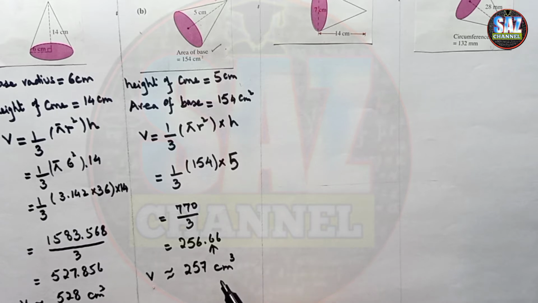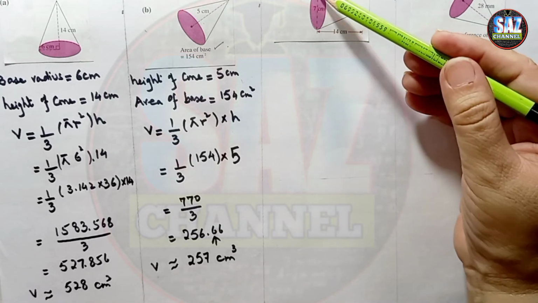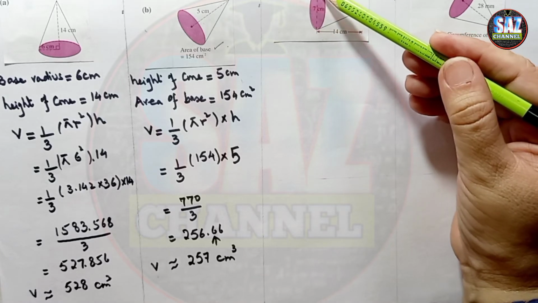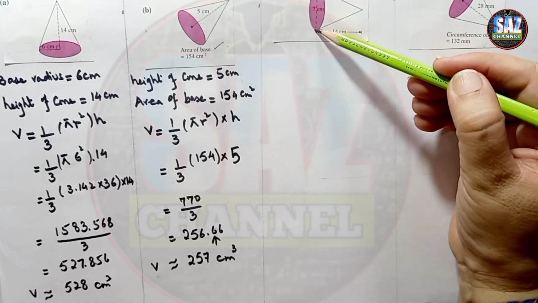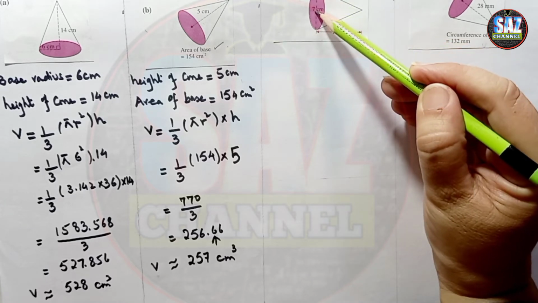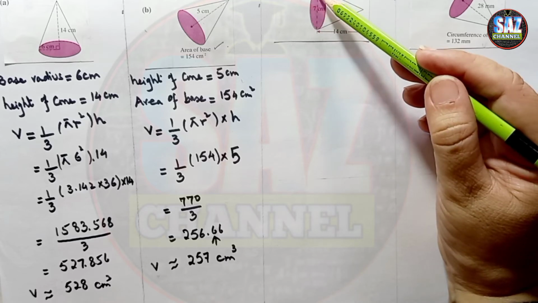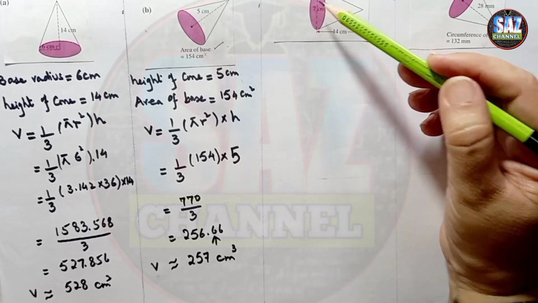I hope you are clear about this question. And let's move to part C. In part C, the diagram which is given has the diameter. This is the distance from one edge of the circle to another. This is the line which is passing through the center of the circle, and it has two endpoints on the circumference of the circle, so it's a diameter given.